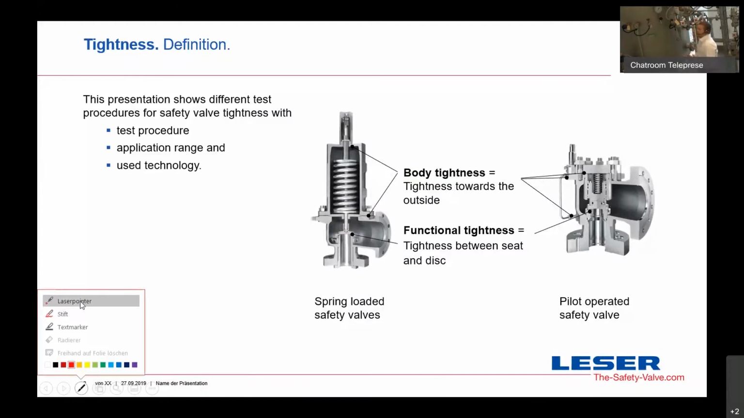Here we see again the definitions of tightness. First, we have the body tightness, the tightness towards the outside. And we have the functional tightness, which is the tightness between the seat and the disc. Yes, there is a difference between spring-loaded and pilot-operated safety valves. This we will learn in the Leser training break in some seconds.